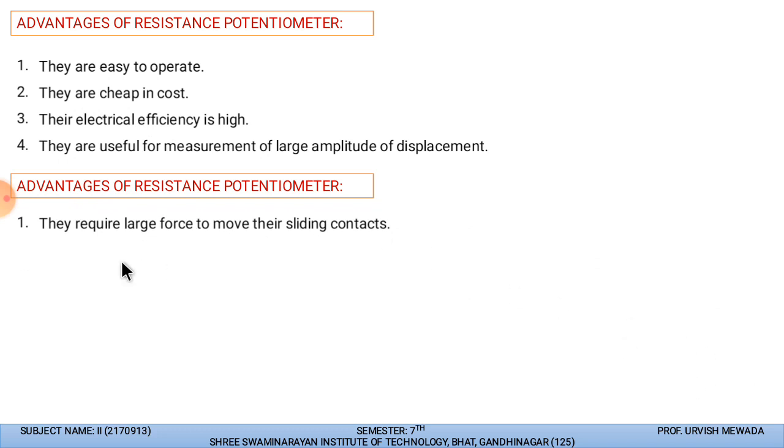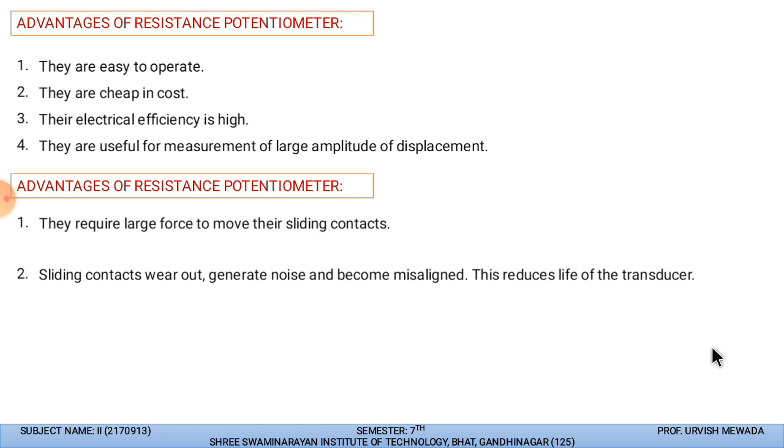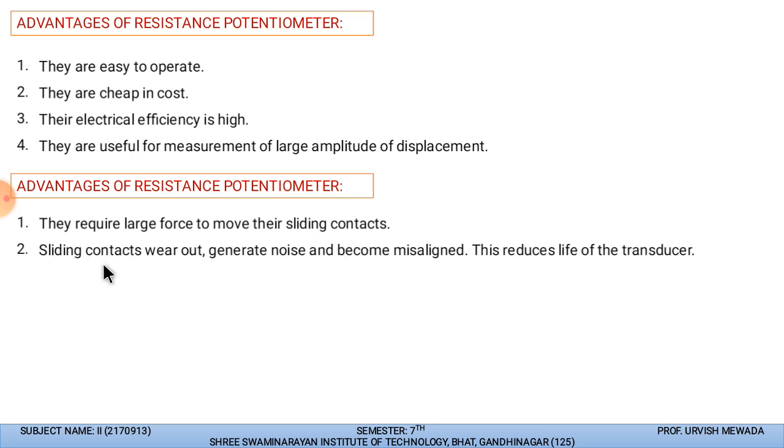Disadvantages of the resistance potentiometer: they require large force to move their sliding contact. Then the sliding contact wears out, because it is a moving part, so there is always wear and tear in the moving parts, and it generates noise and becomes misaligned. Yes, it can be misaligned, so it can show the wrong output or wrong reading, and this reduces the life of the transducer.